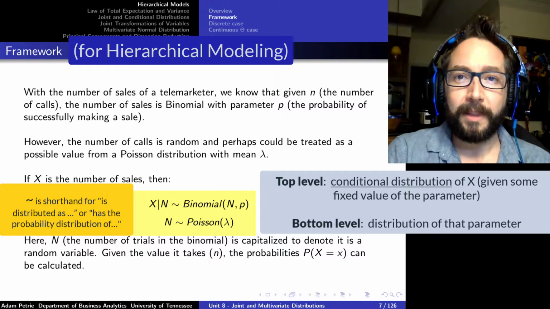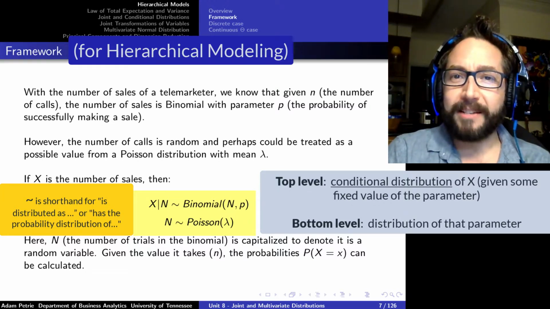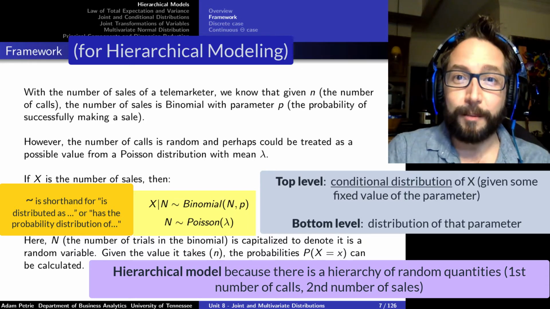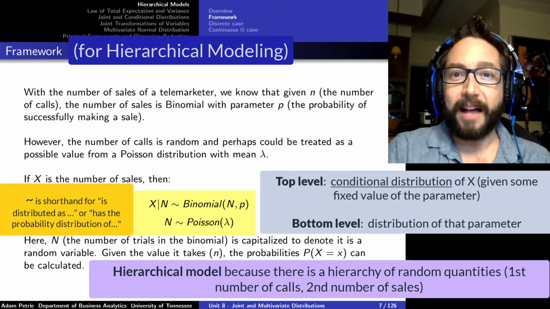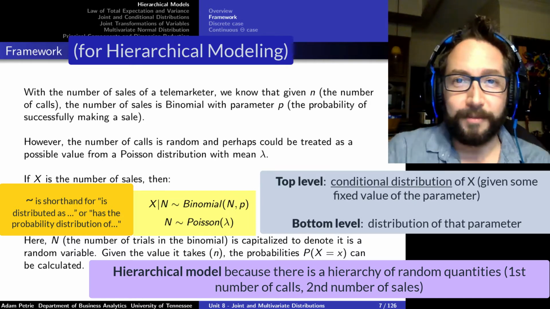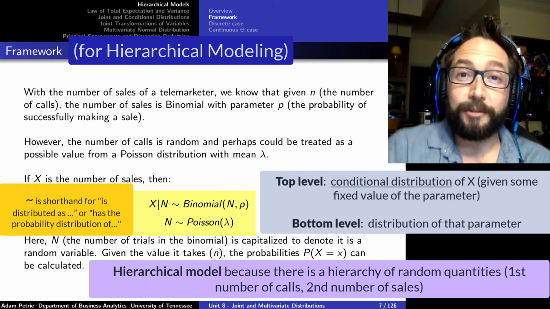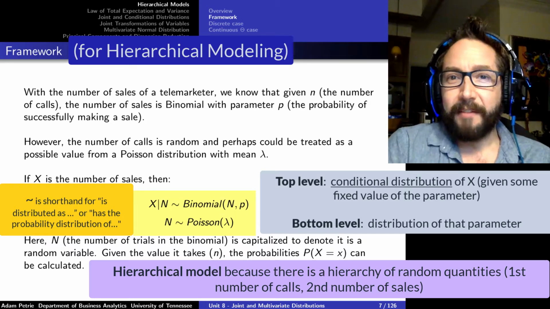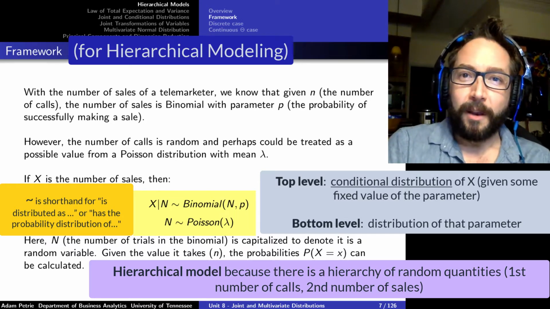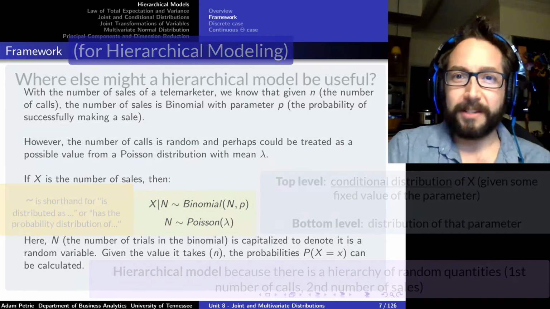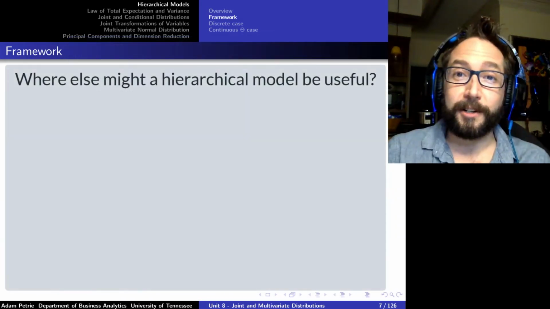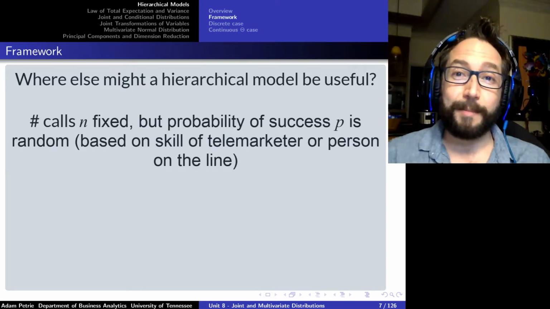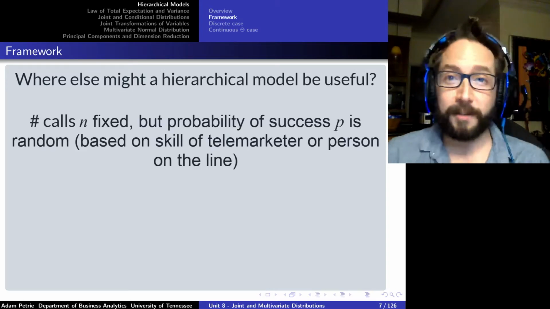And so this is what we refer to as a hierarchical model, because there's a hierarchy of random parameters. Given the value for the number of trials, we know the number of sales is binomial, but the number of trials is random, in this case given to us by a Poisson. So we have a top layer and a bottom layer, and what can we do with this? Well, along with that telemarketer example, maybe the number of calls is fixed. Maybe the policy is, hey, you got to stay and make calls until you've made 100 of them.